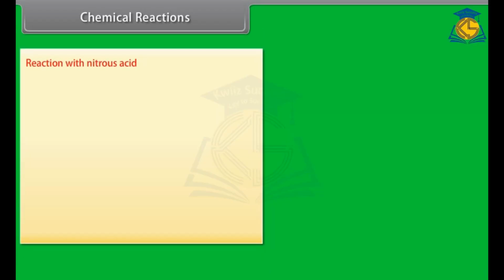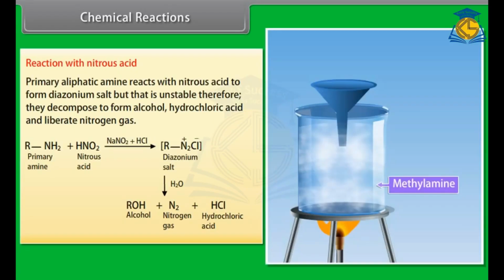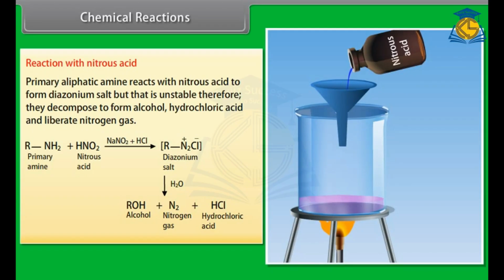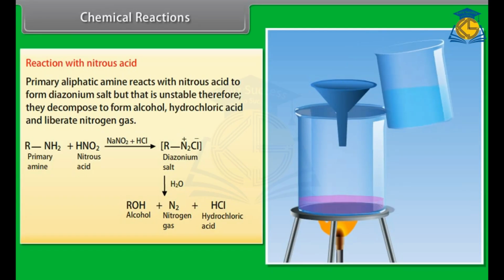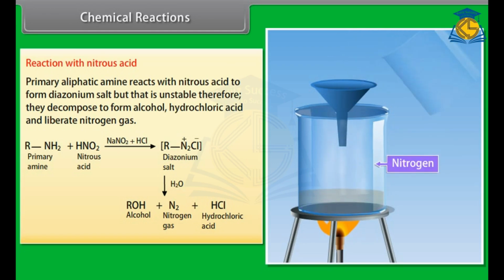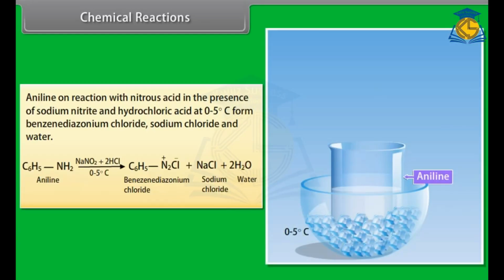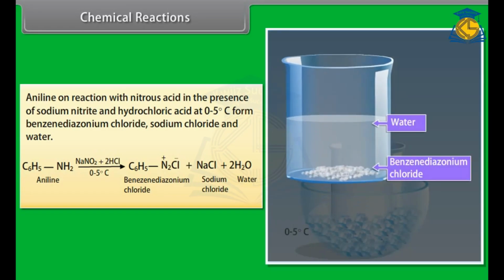Reaction with nitrous acid. Primary aliphatic amine reacts with nitrous acid to form diazonium salt, but that is unstable. Therefore, they decompose to form alcohol, hydrochloric acid, and liberate nitrogen gas. Aniline on reaction with nitrous acid in the presence of sodium nitrite and hydrochloric acid at 0 to 5 degrees Celsius forms benzene diazonium chloride, sodium chloride and water.